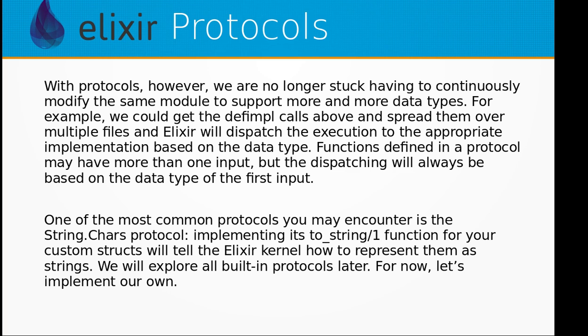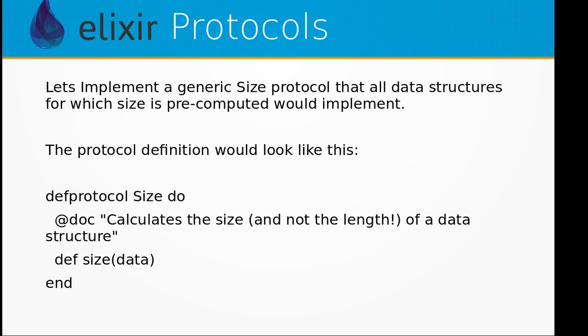One of the most common protocols you may encounter is the String.Chars protocol, implementing its to_string function for your custom structs will tell the Elixir kernel how to represent them as strings. We will explore all built-in protocols later in this video. For now, let's implement our own. Let's implement a generic Size protocol that all data structures for which size is pre-computed would implement. The protocol definition would look like this.